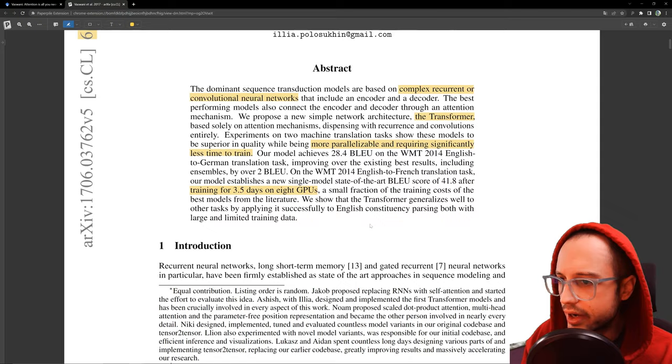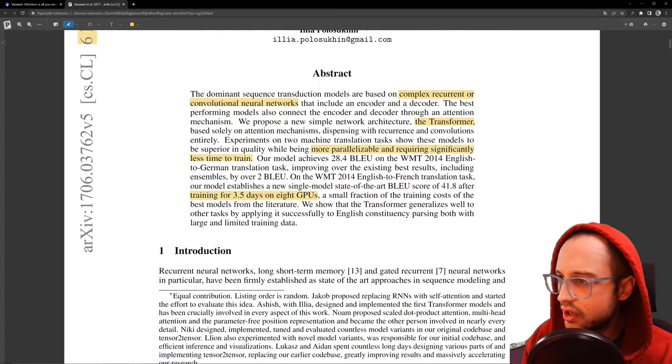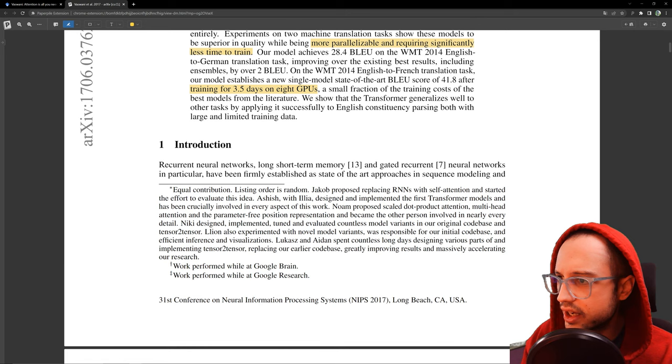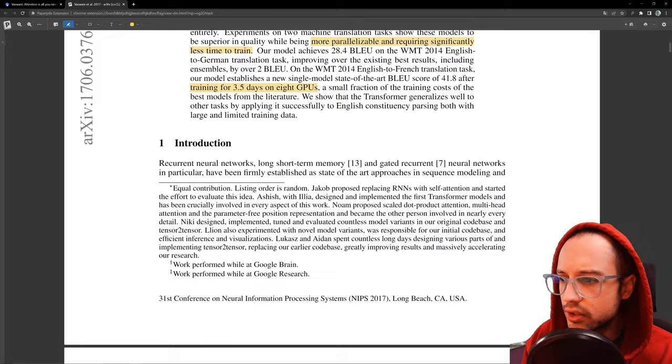Llion also experimented with novel model variants, was responsible for our initial codebase and efficient inference and visualizations. So this guy here, Llion Jones, is another programmer kind of guy. Lukasz and Aidan spent countless long days designing various parts of and implementing tensor2tensor, replacing our earlier codebase, greatly improving results and massively accelerating our research. Okay, so then Aidan and Lukasz, these other two guys here, are also scale coding guys.